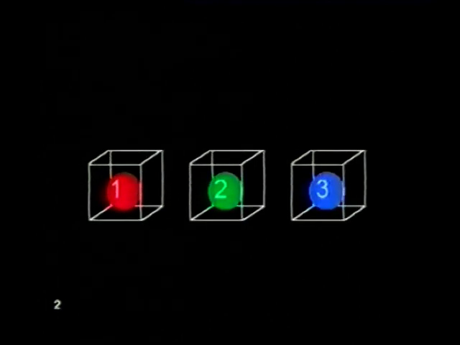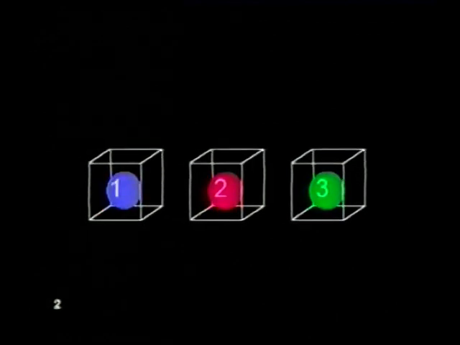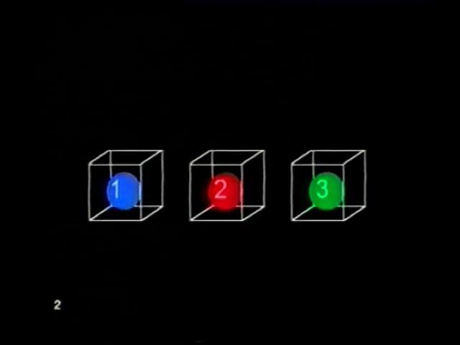We can also place the green ball in the second box and the blue ball in the third box, while leaving the red ball in the first box. This is a second way to arrange the balls. Now we can place the blue ball in the first box, the red ball in the second box, and the green ball in the third box. This is a third way to arrange the balls. We could continue to rearrange the balls in the boxes until we have exhausted all the possibilities.